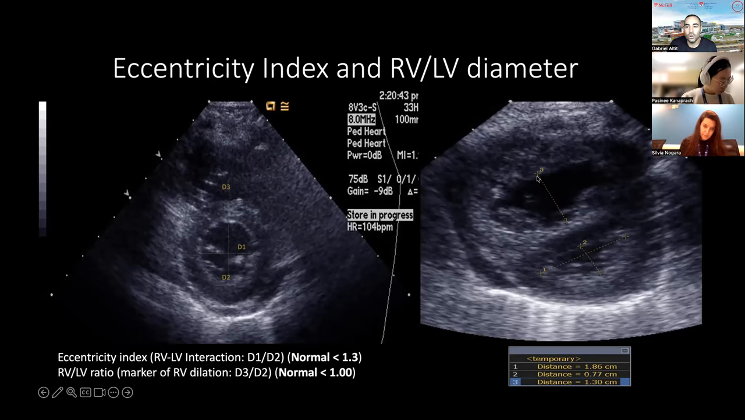The ratio of the RV diameter to the LV diameter along the same axis informs you as a marker of RV dilatation. Usually the RV is a crescent and it's very slim compared to the LV, which is a nice circle. So if you see this ratio, the D3 on the D2, this is going to be much less than 1 because the RV is a very small ventricle in normal context when you have very low PVR. So this ratio, as it increases, provides you a quantifiable metric of RV dilatation.